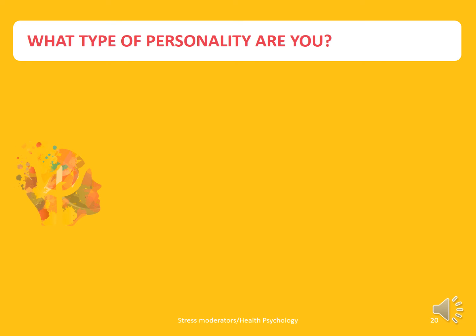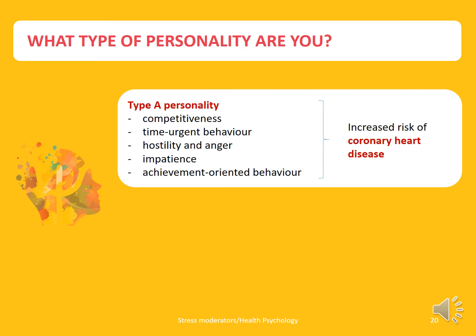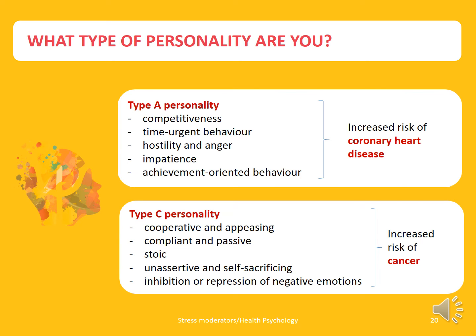Special research attention was given in the last decade to the concept of personality types being connected with an increased risk of specific diseases. The most known are type A and type C personality. Type A, described by competitiveness, time-urgent behavior, hostility and anger, impatience, and achievement-oriented behavior, was studied extensively in connection to coronary heart disease. Type C personality, described by a cooperative and appeasing, compliant and passive, stoic, unassertive and self-sacrificing attitude and behavior, as well as inhibition or repression of negative emotions, was studied in connection to cancer.